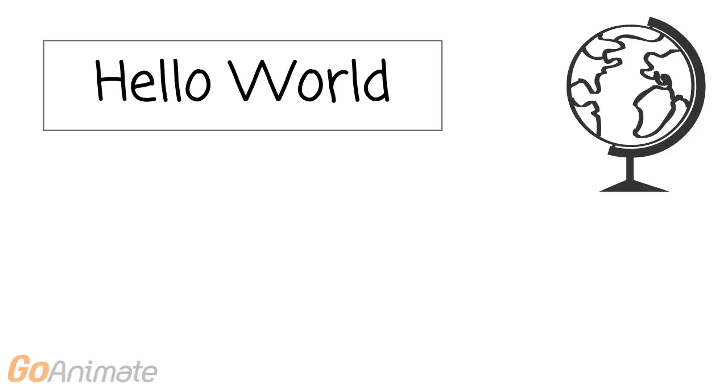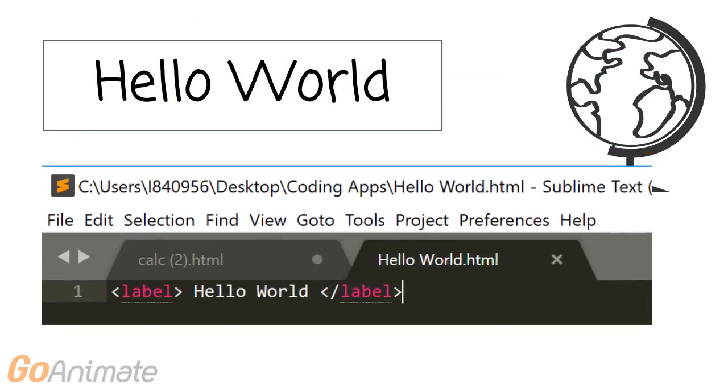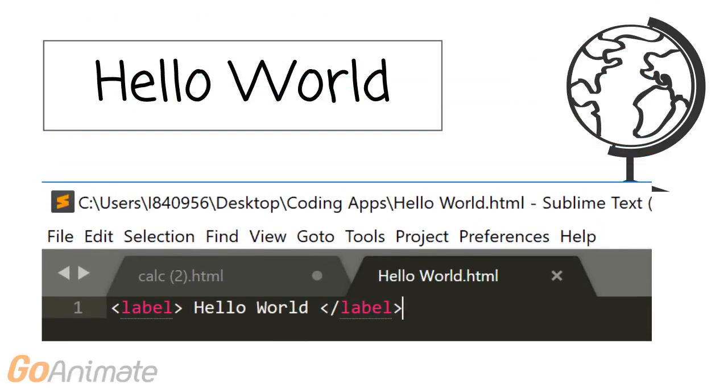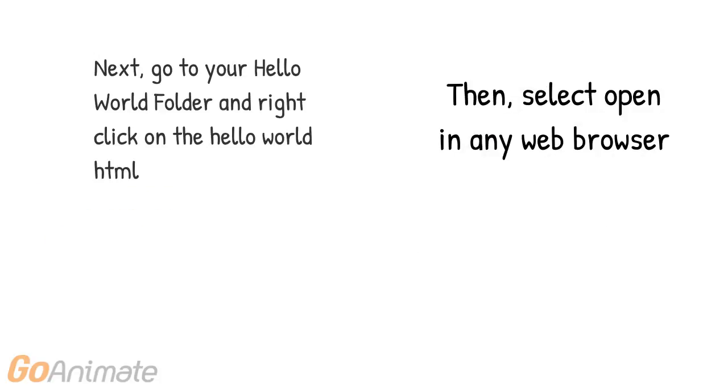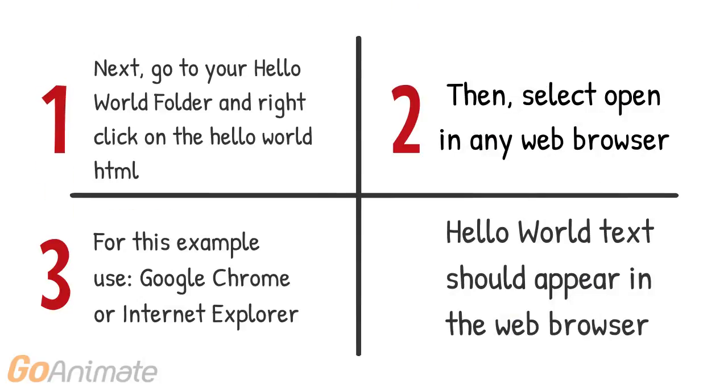Here is the example of the text screen where you will enter in your first piece of code. Enter in label hello world /label. Next, follow the following 4 steps. Go to Hello World file folder and open the Hello World HTML file. Select open in any web browser and the Hello World text should appear.